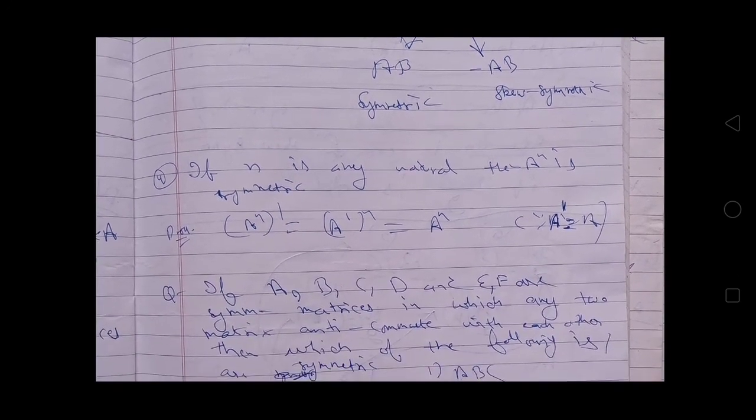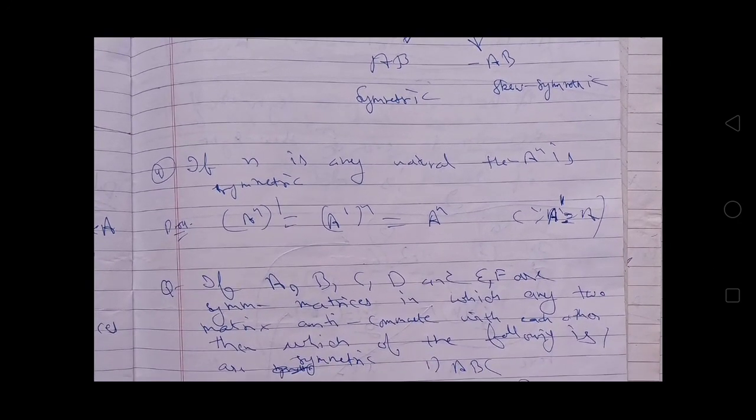Now see this fourth note: if n is any natural number, then A raised to the power n is symmetric. Now the proof says the transpose of A raised to the power n will be equal to the nth power of the transpose of A, which will be further equal to A raised to the power n, as A dash is equal to A because A is a symmetric matrix.